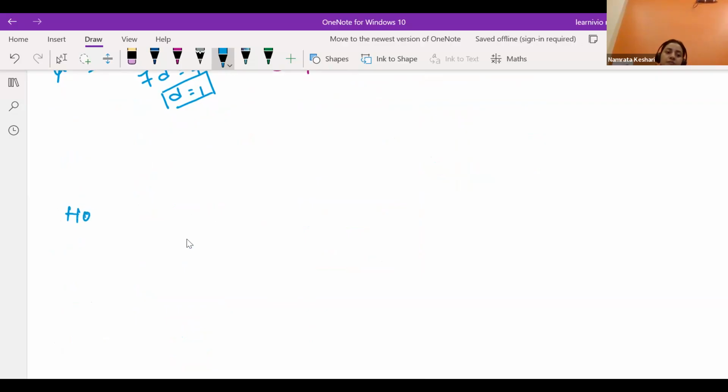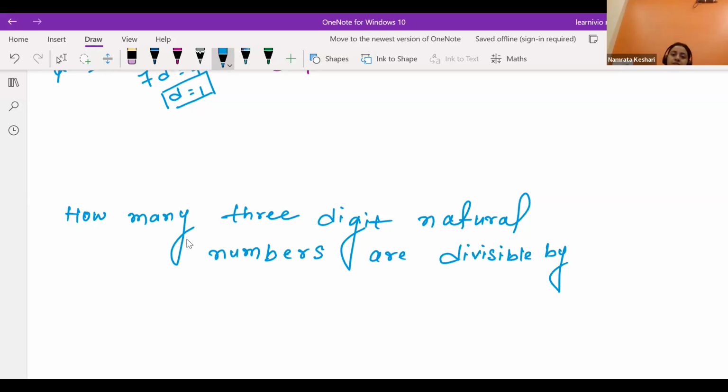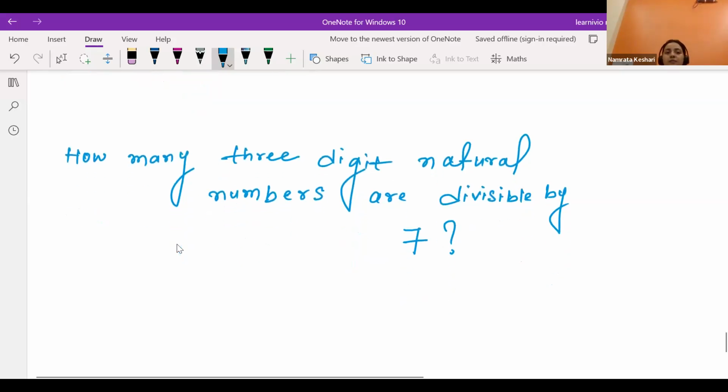How many 3-digit natural numbers are divisible by 7? First you think about it, then we'll do it together.